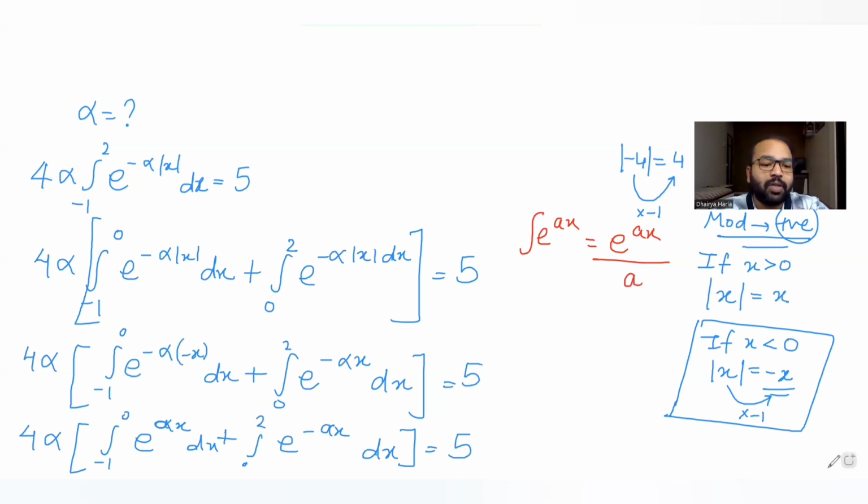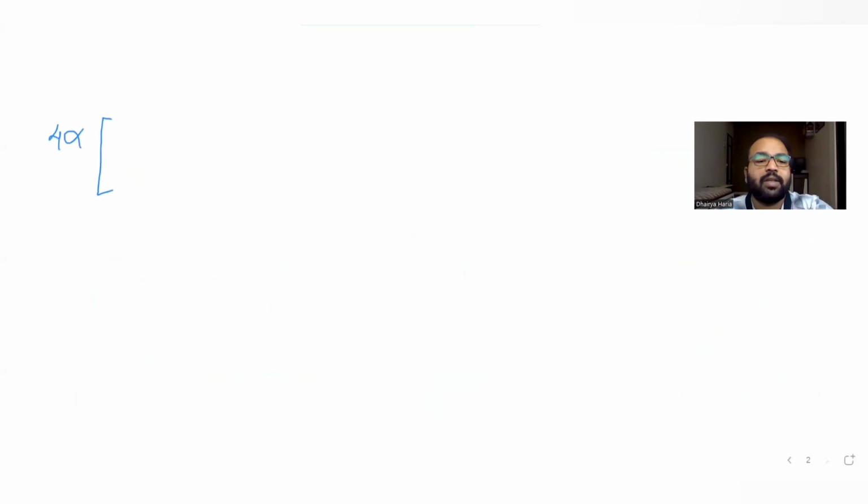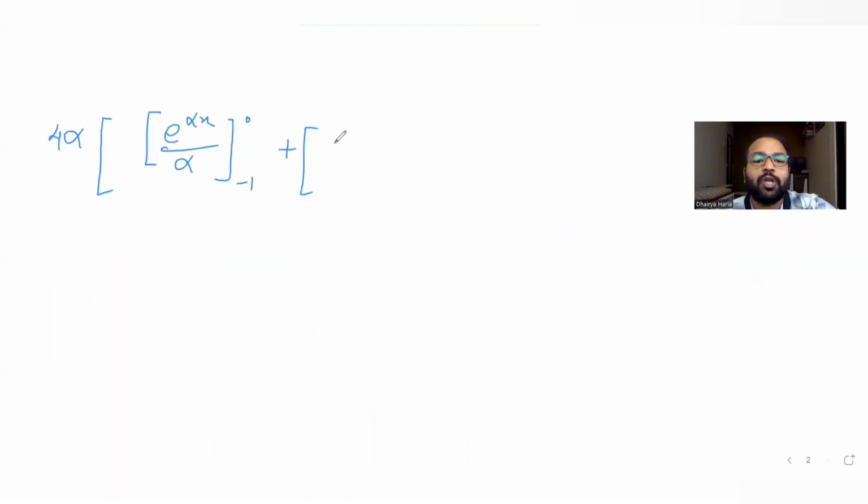So same thing if I do in this, the expression now turns into 4 alpha, the limits, first expression: integral of e raised to alpha x is e raised to alpha x upon alpha, limits from -1 to 0, plus the next bracket, if I solve it, it becomes e raised to minus alpha x upon minus alpha, limits from 0 to 2. Now in 4 alpha, I can see I can take alpha common from both of these.